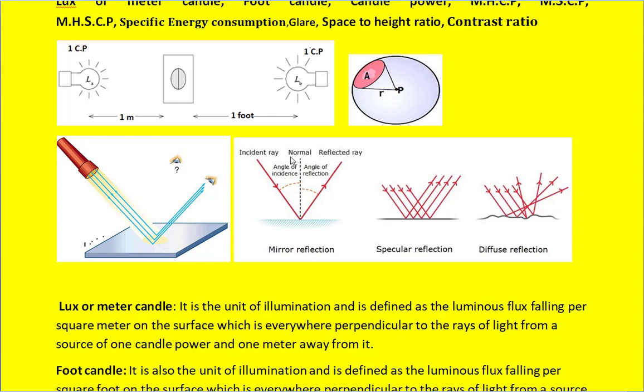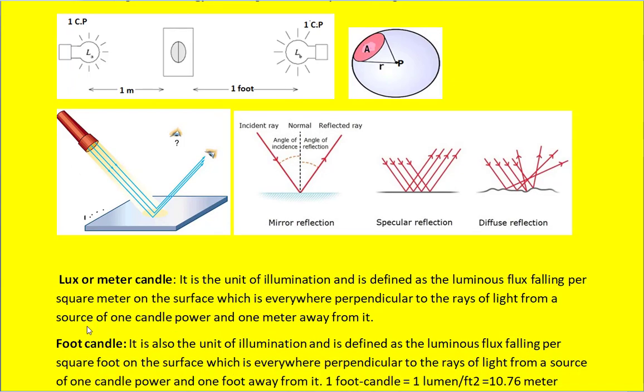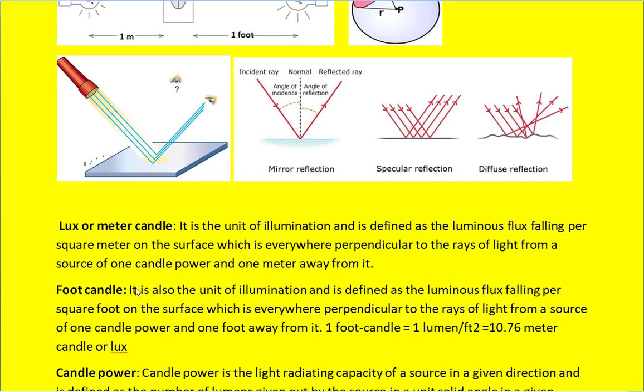definitions in illumination. So the first definition is, what is lux? Lux is nothing but the unit of illumination. If the light source has the luminous intensity of 1 cp and is situated 1 meter away from the surface, which is normal to the rays of the light, then the illumination received by the surface is called the lux. That is 1 lux.